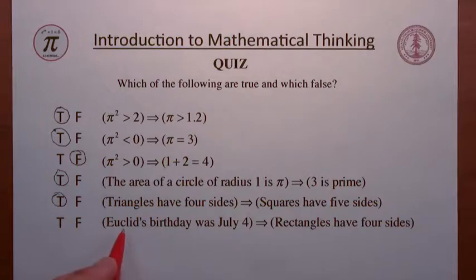What about this one? Well, we don't know when Euclid's birthday was. At least I don't know when Euclid's birthday was. I suspect you don't either. Rectangles certainly have 4 sides, however. Either this is true or it's false. Either way, since the consequent is true, the thing is true. We've got an unknown yielding a true consequence. So either we have true, true, in which case it's true, or we have false, true, in which case it's true. Okay, how did you get on with that?